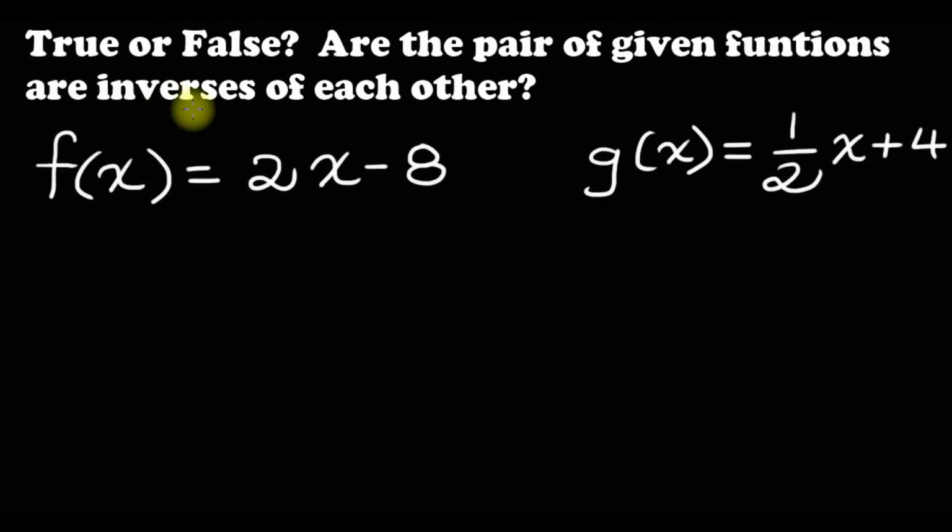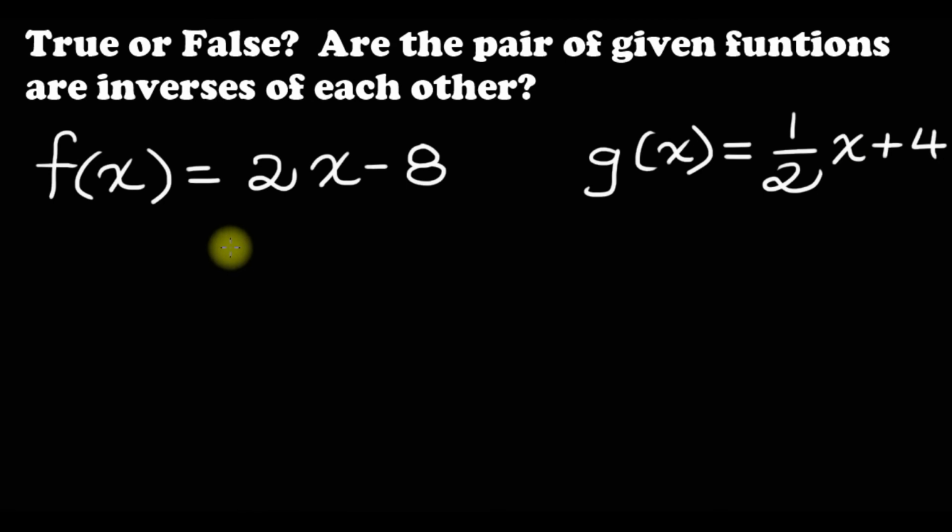Okay, so we're going to take a look at one more. So this one, true or false? The pair of the given functions are inverses of each other. So you're given two functions. F of x is 2x take away 8. G of x is 1/2 x plus 4.